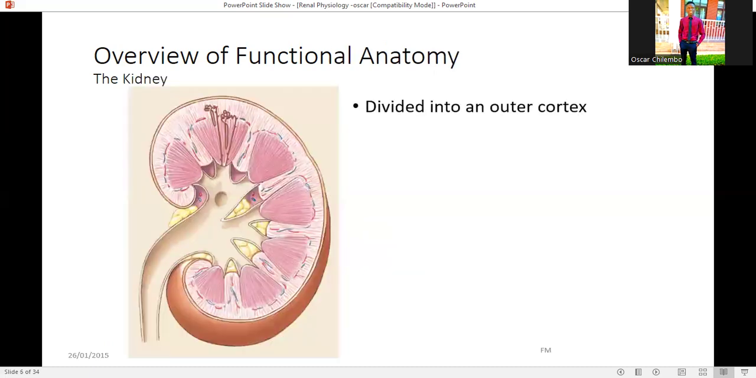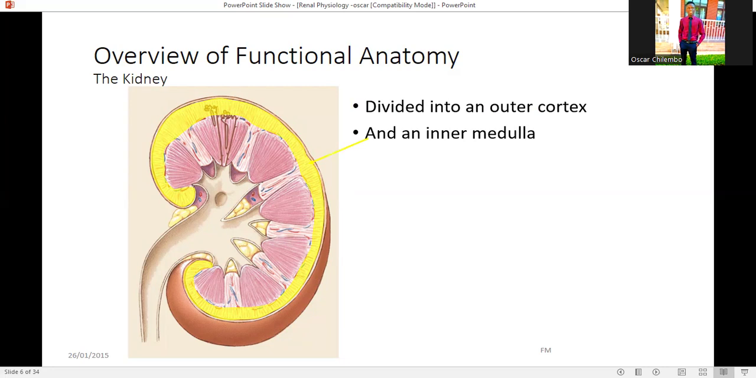Okay. So we can also look at the parts of the kidney. For the kidney, I want you to know two major parts: we have an outer cortex and an inner medulla. As I mentioned, the functional unit of the kidney is the nephron.